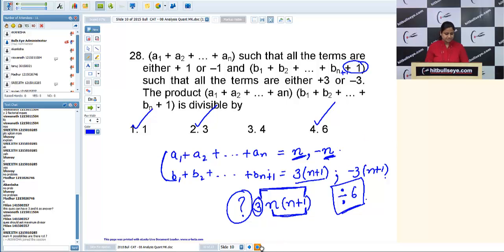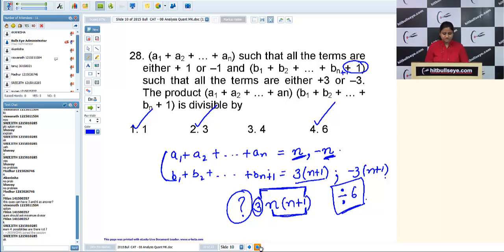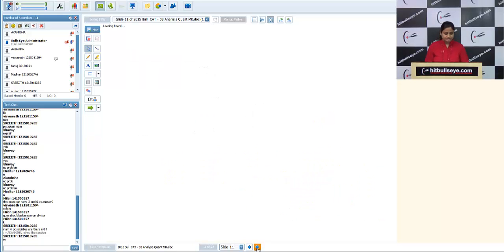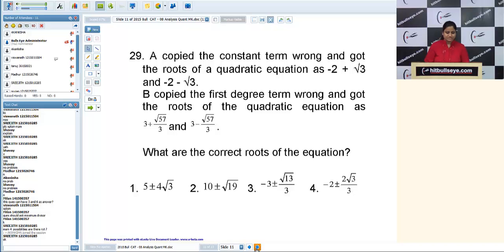I'm leaving this problematic question. Options were not correct actually. Now coming to next. Question number 29. Any problem in this?